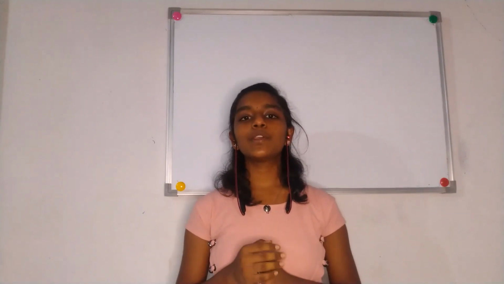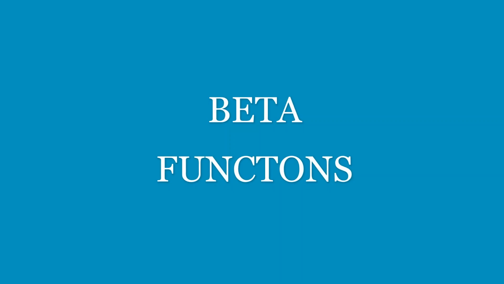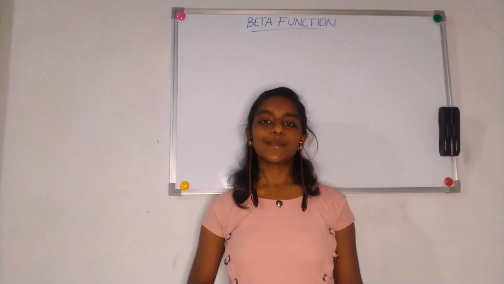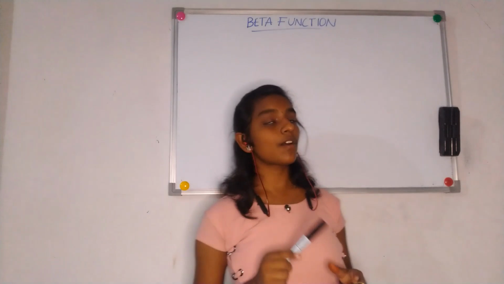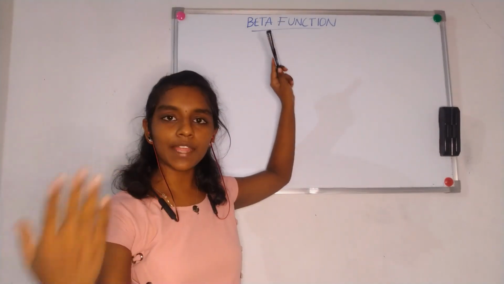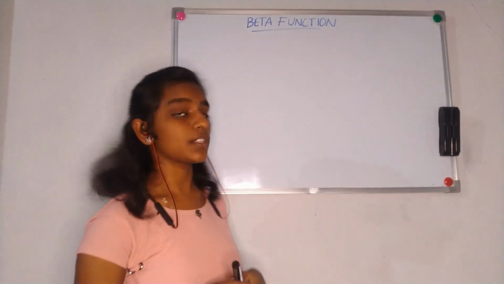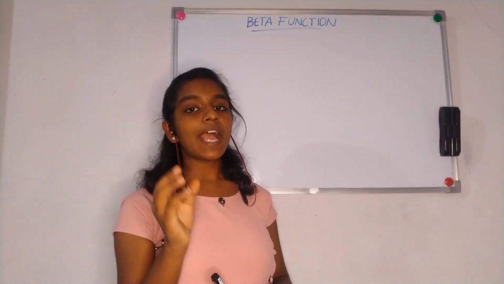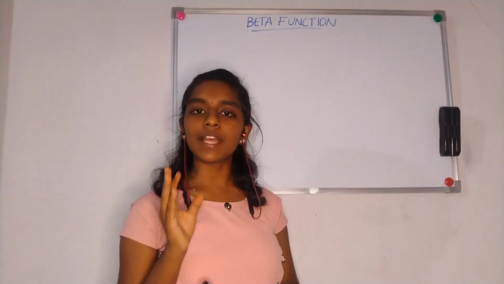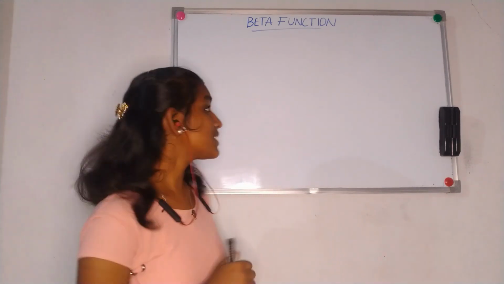Now let's get started with our new topic, beta and gamma functions. First let us look into the beta function, and after that we'll move on to the gamma function. First of all we have a basic formula for the beta function, that is the general formula of it. First let us see what it is.